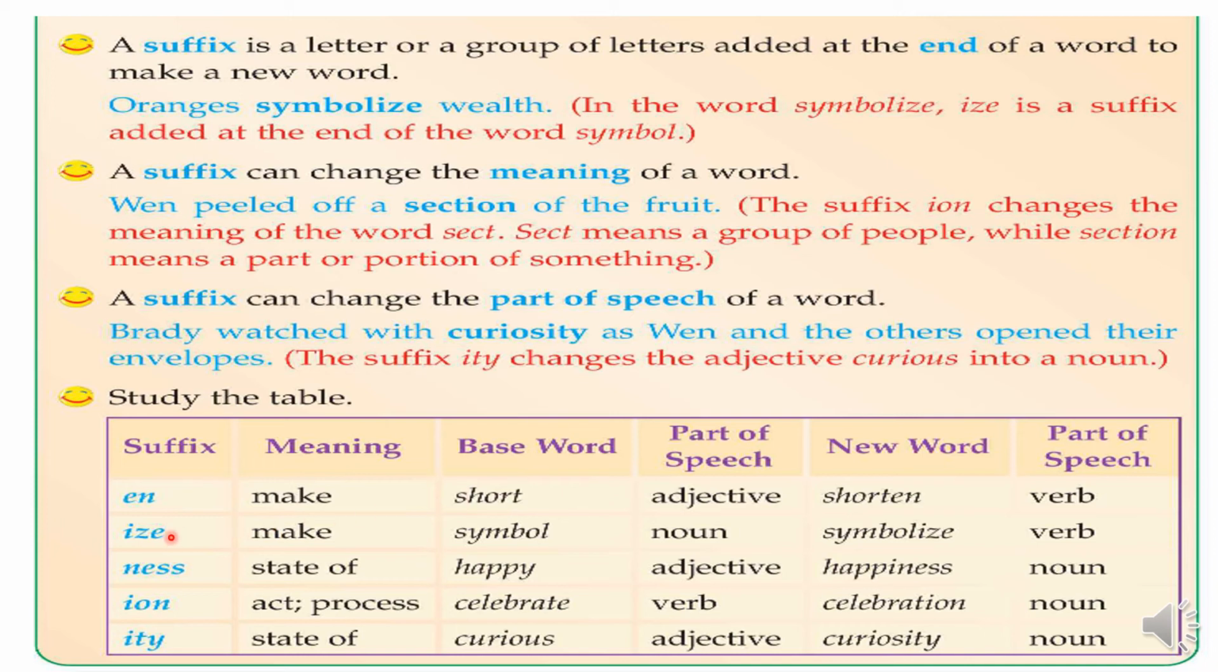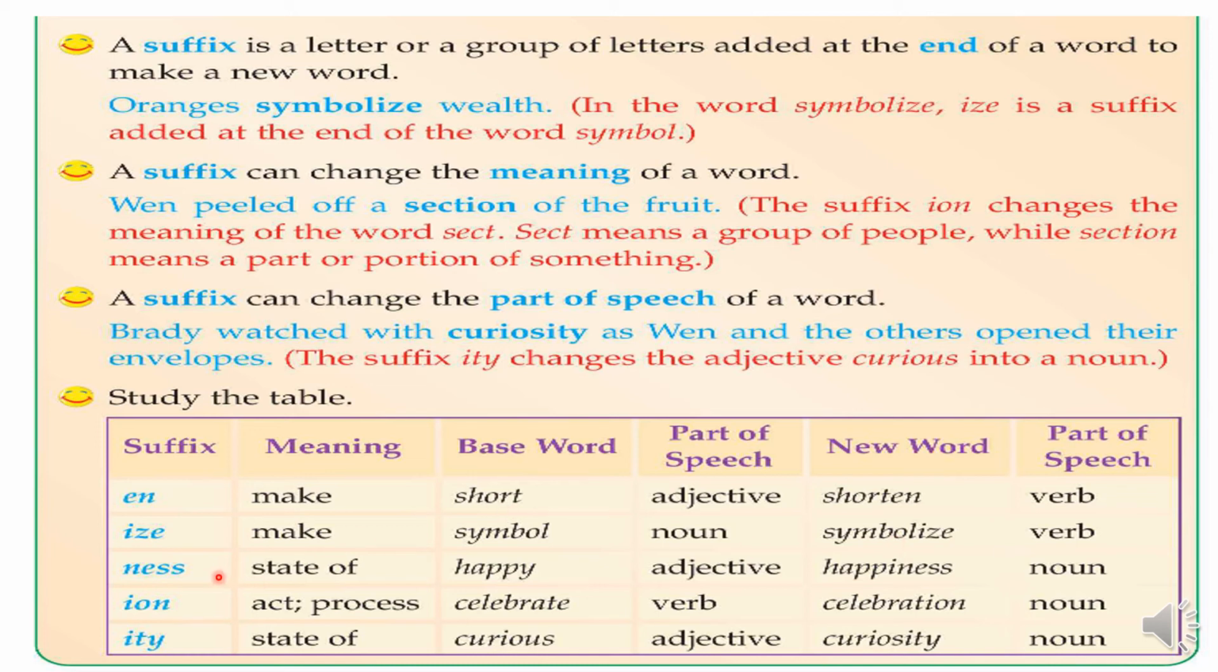The suffix ize means to make, like in the word symbol. So symbol is a noun. When we add ize to the word symbol, it gives us symbolize, which is a new word, and it is a verb. So ize with symbol means to make a symbol.